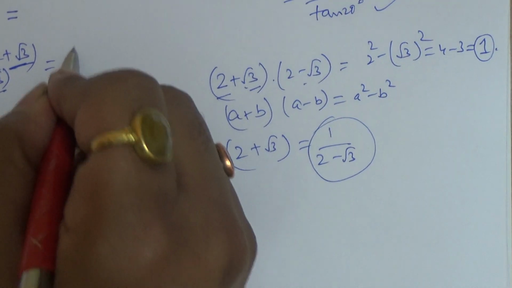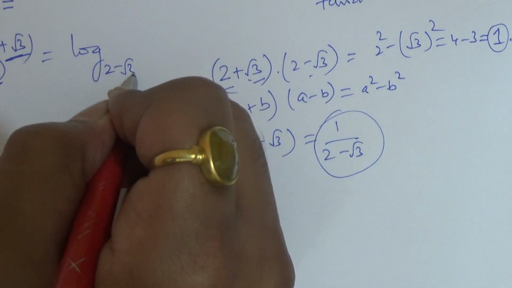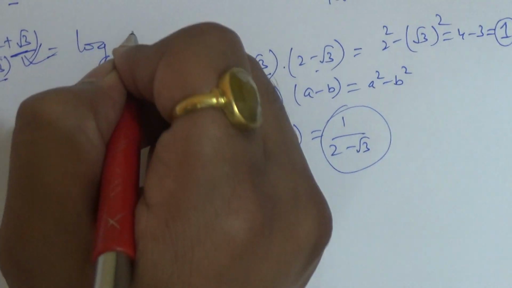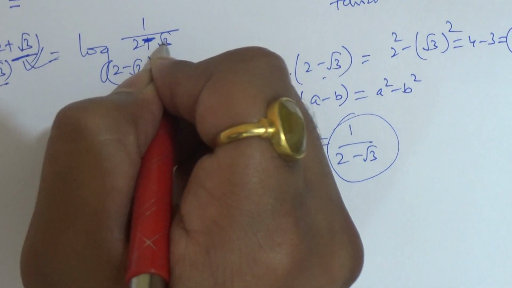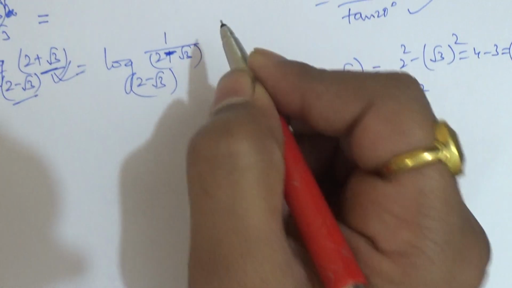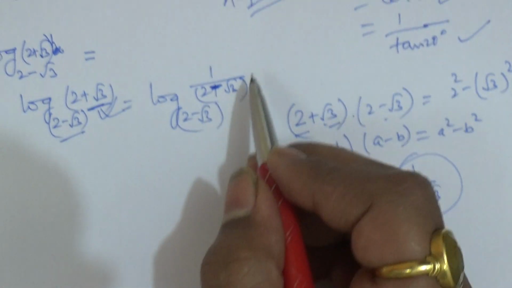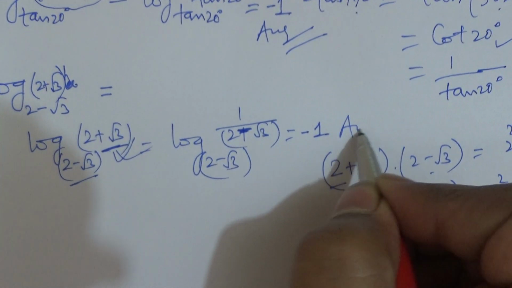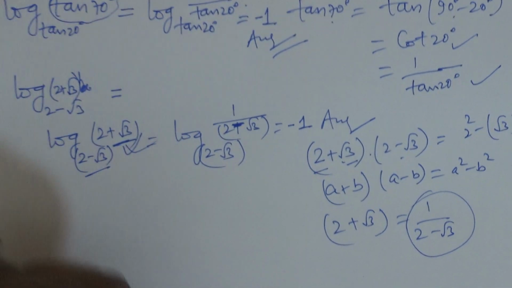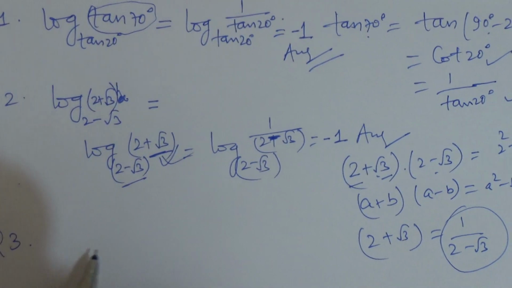So again we can write log of 2 minus root 3, and in place of 2 plus root 3 we can write 1 upon 2 minus root 3. Therefore the base and argument are reciprocals, so its value will be -1. Got it? Question number 3.